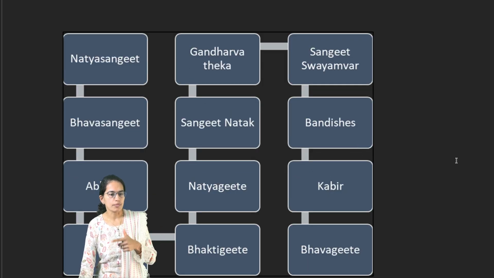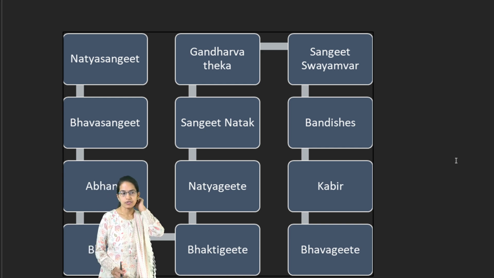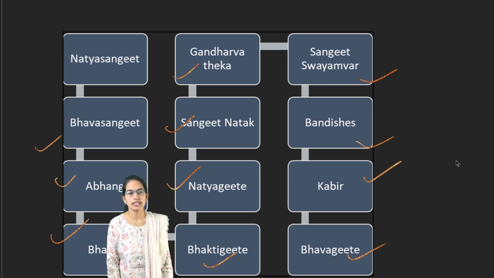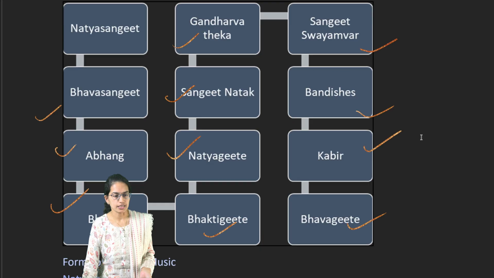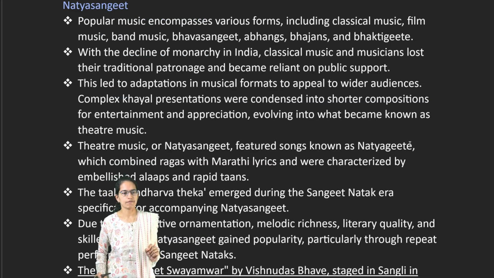Now if we talk about some of the popular music forms under the Natya Shastra, we have Bhavya Sangeet, Abhang, Bhajan. Then we have Gandharva Theka, Sangeet Natak, Natya Geet, Bhakti Geet, Bhav Geet, Bandish, Sangeet Swayamvar, and then we have the Kabir lyrics. So all these are some of the popular forms of music that have been mentioned.